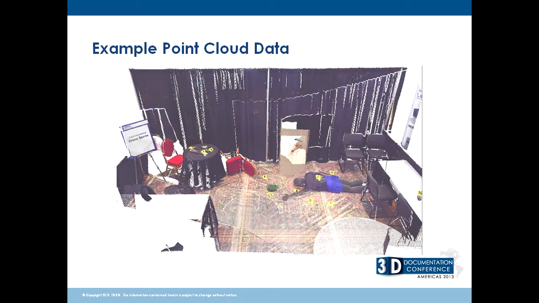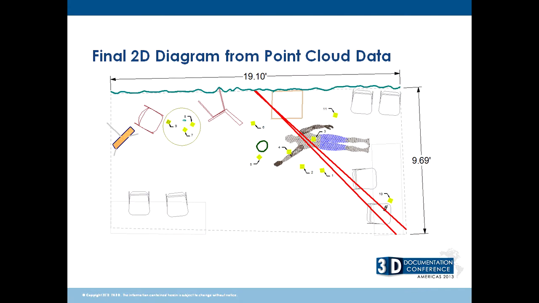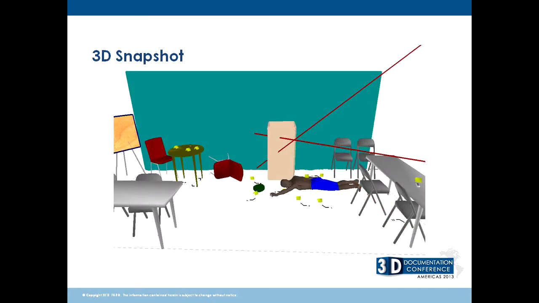This is just an example of point cloud data, a mock crime scene we took in Colorado last April. With that data, we were able to create a nice little 2D diagram with bullet trajectories, bodies, evidence markers, and all the furniture. And then this is a 3D snapshot of that data.